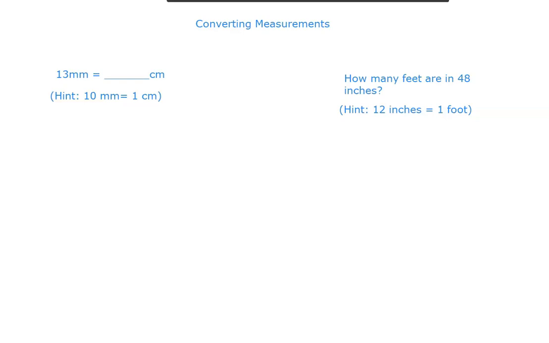Hey boys and girls, in this lesson we're going to go over converting measurements and the steps that you're going to use to solve problems. We're going to start with an example. 33 millimeters equals how many centimeters? And we see that we have a hint that 10 millimeters is equal to 1 centimeter.